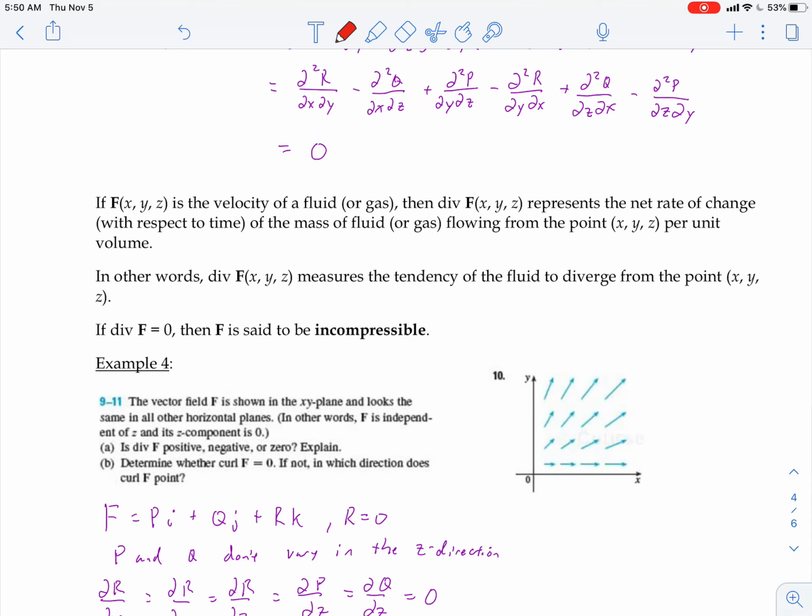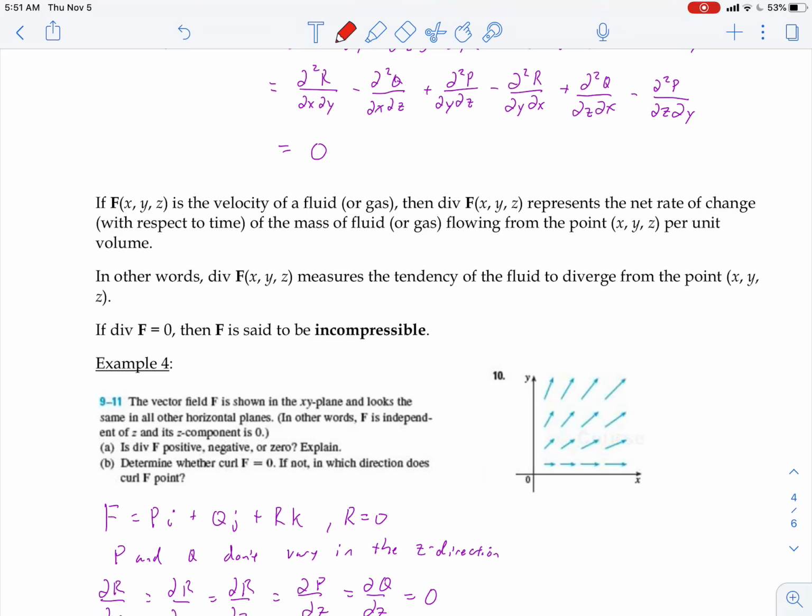If our vector field is the velocity of a fluid or gas, then the divergence of our vector field represents the net rate of change, with respect to time, of the mass of fluid or gas flowing from the point (x, y, z) per unit volume. In other words, divergence measures the tendency of the fluid to diverge from a point (x, y, z). If the divergence of F equals 0, F is said to be incompressible. So again, we're dealing with how the fluid is behaving on our vector field.